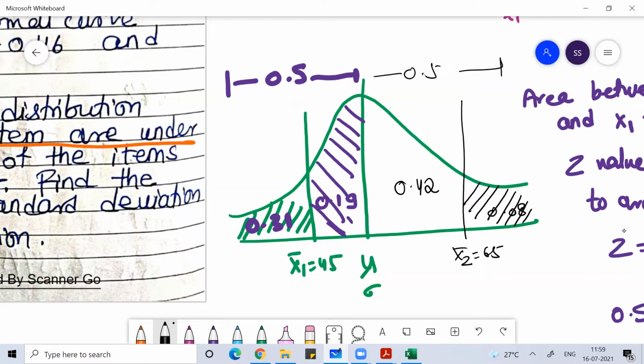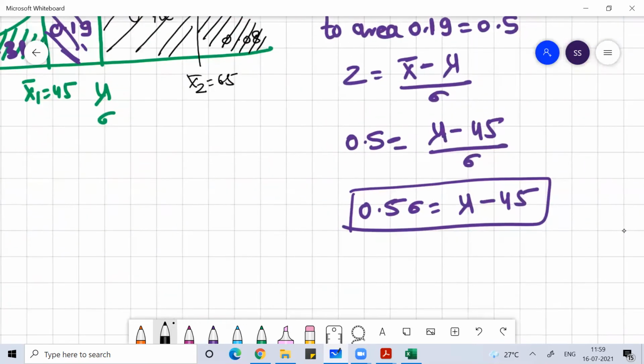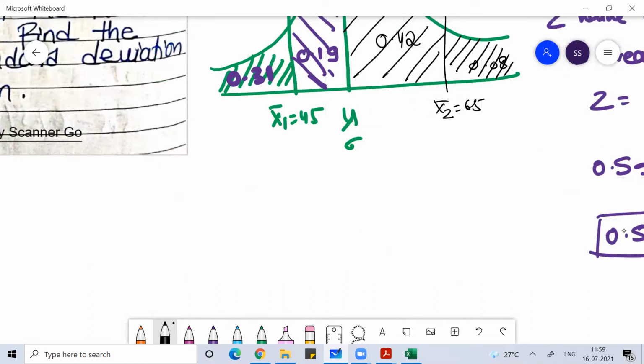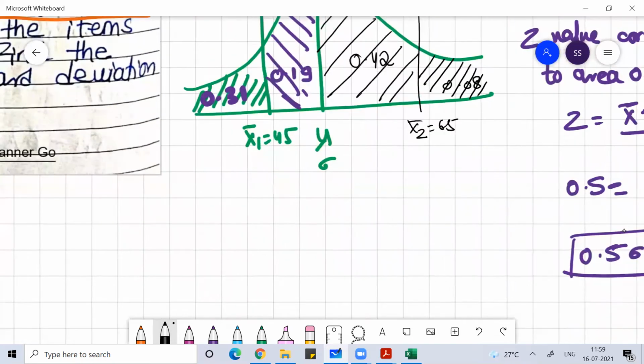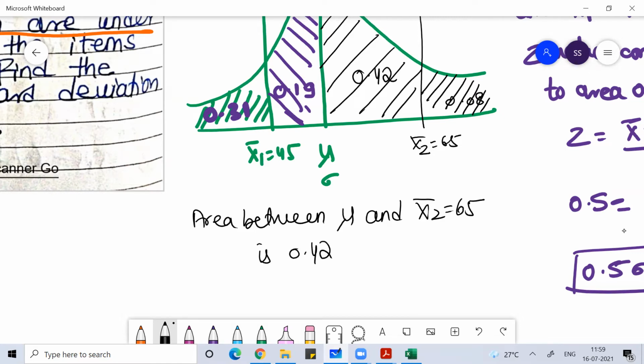So the z value corresponding to this area, how much will it be? We need to find the z value corresponding to the area 0.42. So the area between your population mean and x bar equal to 65 is 0.42. You can easily find it out. Once you find the area of 0.42, I'll find the z value corresponding to that.